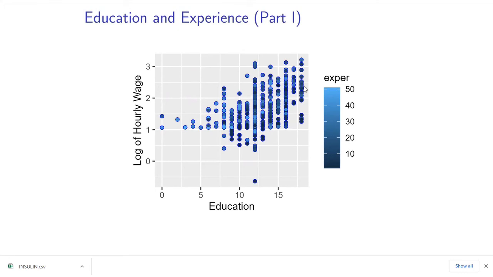Additionally, we notice that as education increases, workers with more experience tend to earn higher log wages. This suggests that the impact of education on log wages might to some extent depend on experience as well. Therefore, we can create an interaction term between education and experience to see whether there are varying effects of education on log wages based on different experiences.